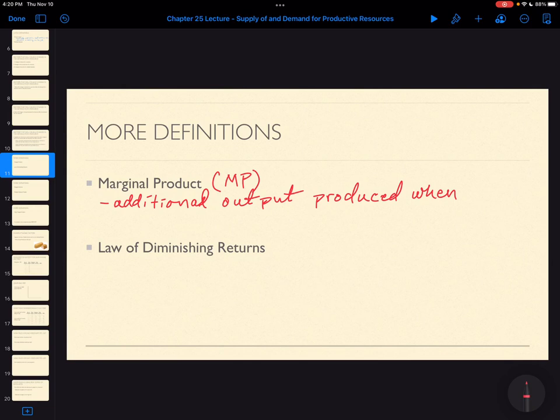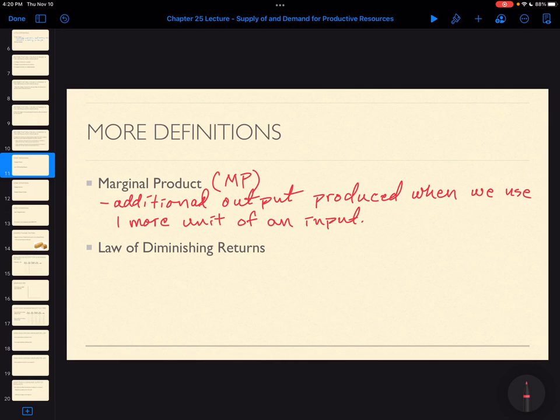when we use one more unit of an input. Again, the easiest way to think about this is I hire one more worker, one more person at my company. Marginal product represents how much more we produce.